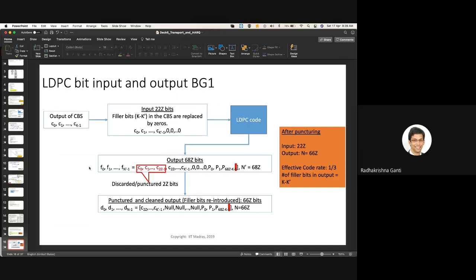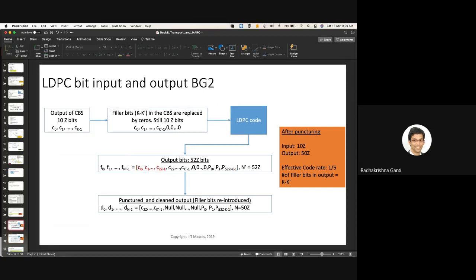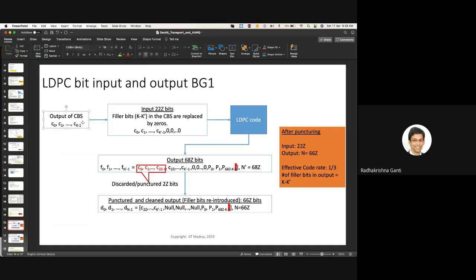Okay, so if you come back here, let us understand it. So you have K bits. Output of code block segmentation will be K bits. Yes, K bits correspond to what? K bits corresponds to K dash information bits and K minus K dash null bits. Yes, filler bits. So these filler bits, before you feed it to the LDPC code, are changed to zeros.